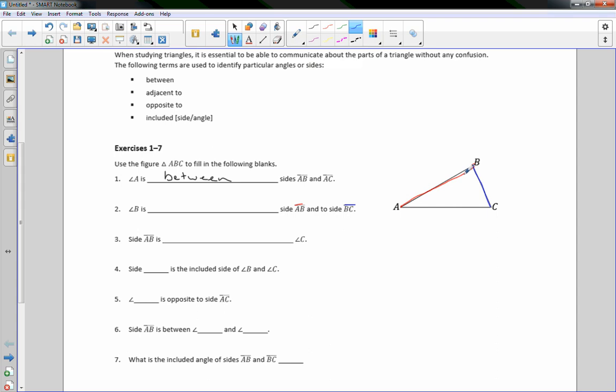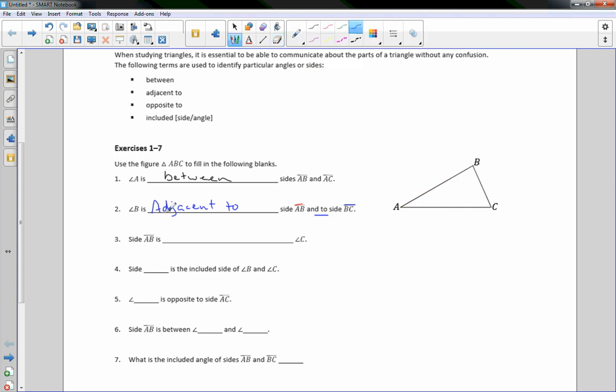And we're talking about angle B here. And it is adjacent to. So it's adjacent to side AB and it's adjacent to side BC. The wording, the "and to" there, just makes it a little bit different. So adjacent means next to. If I just got rid of that blue line there, this angle here is made up of that side, so it's next to that side, and that angle is next to this side.